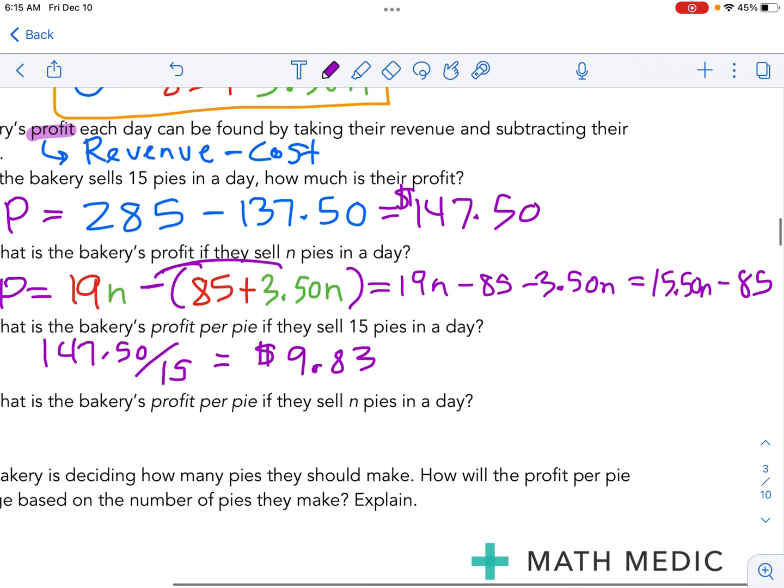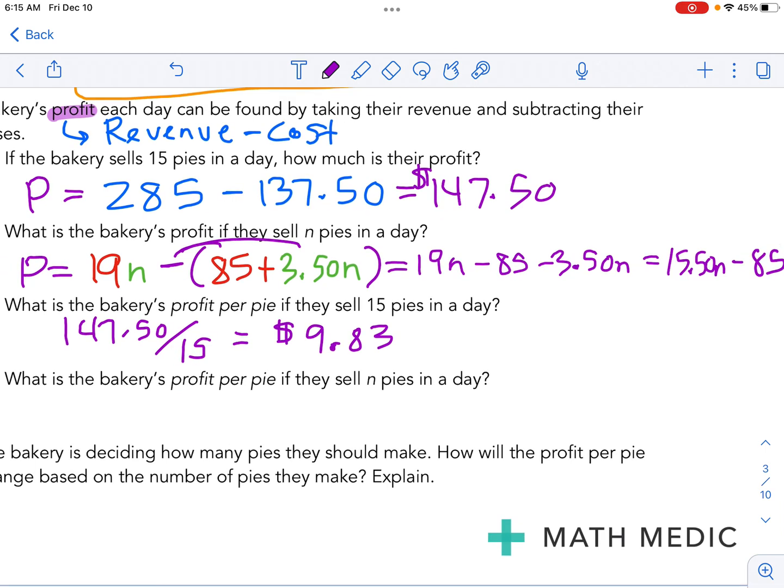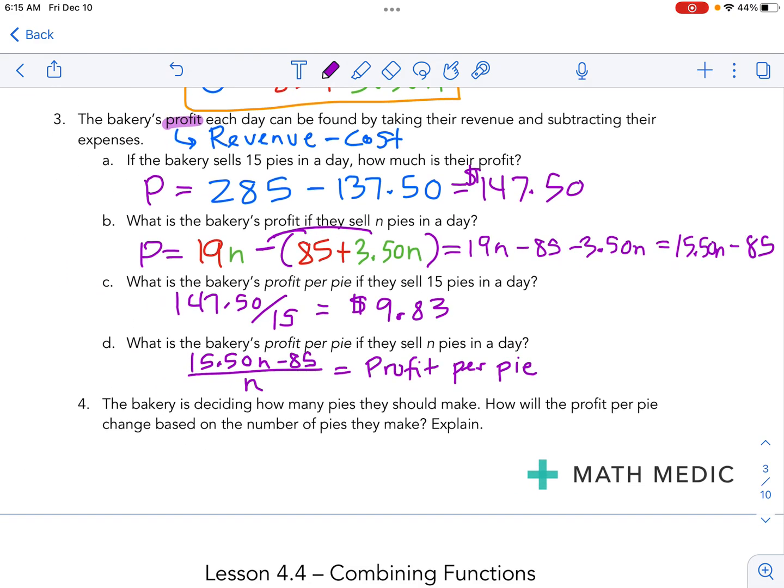There we go, minus 85. So that is a simpler expression, but it means the same thing. So the profit per pie then is going to be 15.50n minus 85 all over n. That is going to be the profit per pie expression.